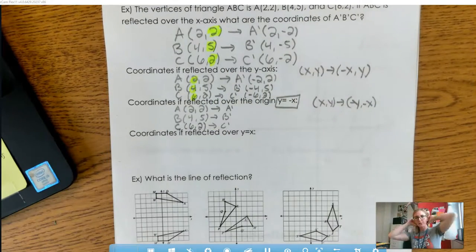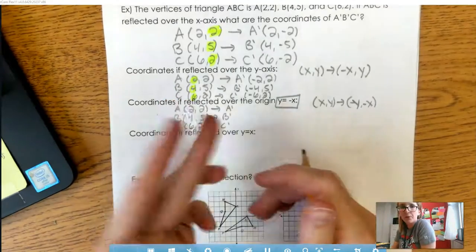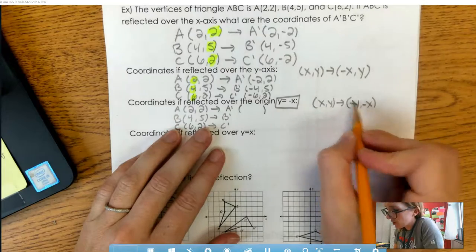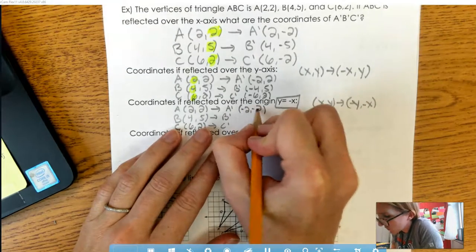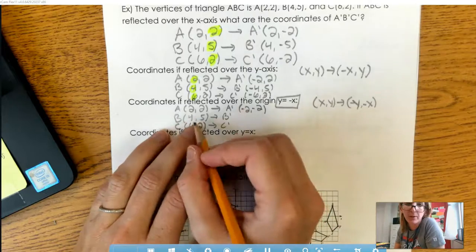I wrote out my pre-image points, so let's go ahead and flip them and change the sign. So when I flip these two, it's still 2, 2, but then I also need to change their sign. So it's going to be a negative 2, negative 2. It doesn't look like I flipped them because they're the same number, but we did flip them.